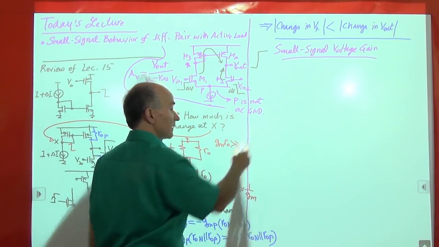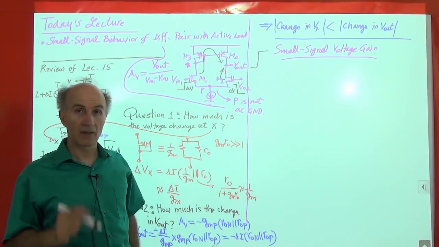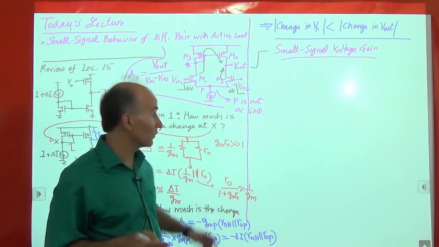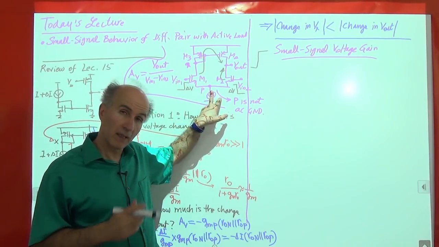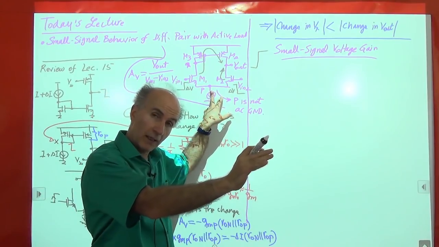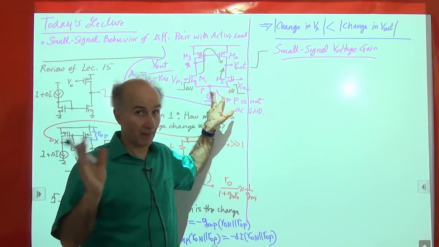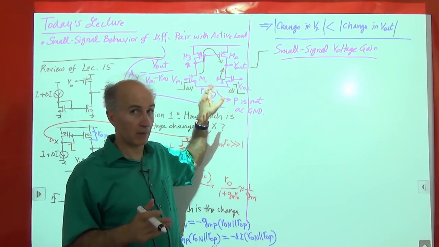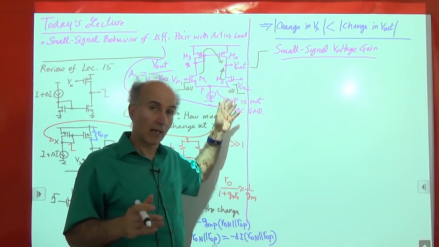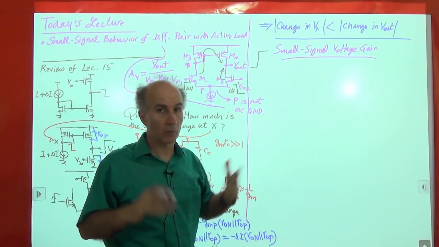Now, what you might see in some textbooks is that they mistakenly assume this node is AC ground, and they calculate the voltage gain, and interestingly, they get the right answer. But that doesn't justify this, right? Because this is fundamentally not an AC ground. Okay, so we can't assume that.